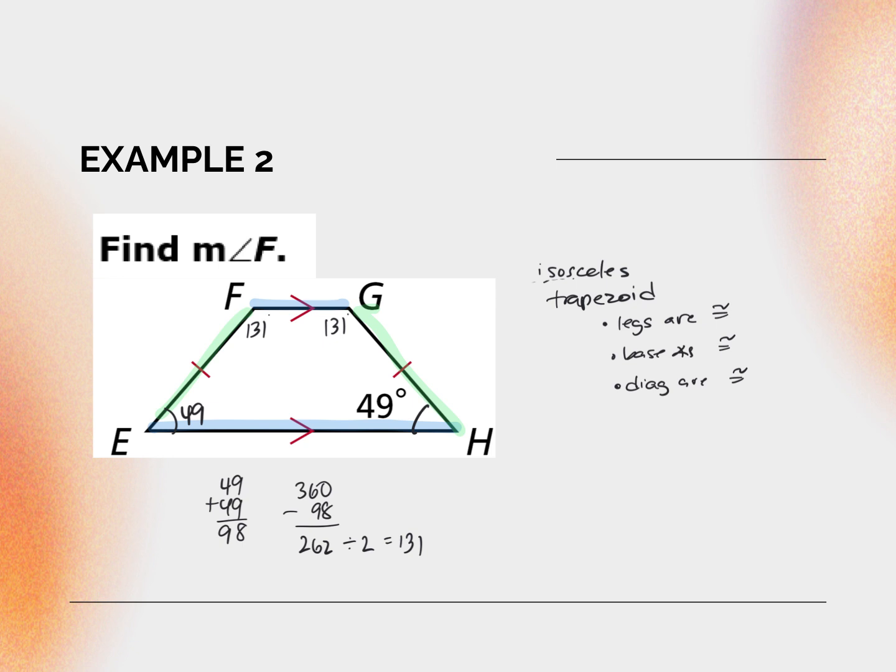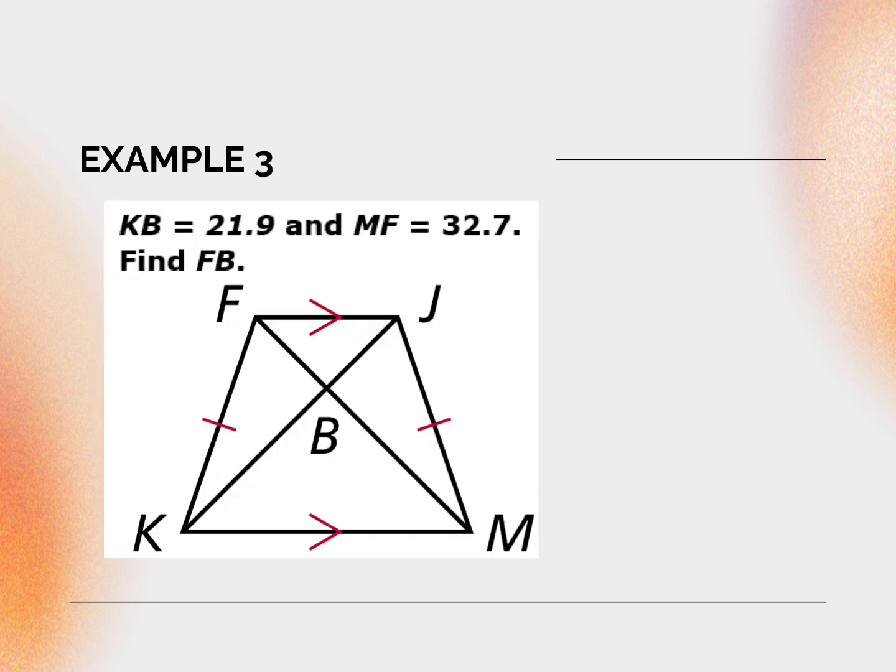Now, I could have saved myself a little time because of the pattern I observed in the last one. I observed that those different base angles are supplementary. So if I did 180 minus 49, I could have gotten 131 as well and saved a little bit of time with the math. Again, just patterns that you're going to observe and you can apply.